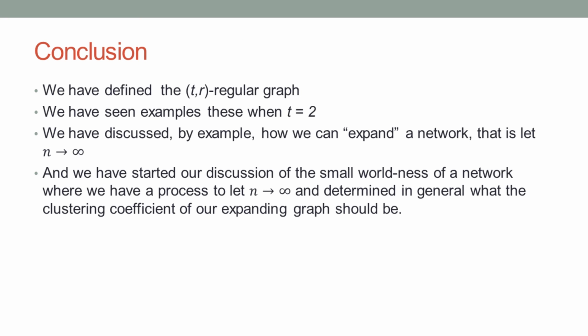So we have defined what we call a T,R regular graph, where every T independent vertices are collectively adjacent to exactly R. And the examples that we used were when T is equal to 2. We looked at independent pairs. We've looked at examples of how a network can grow, that is, the number of vertices can tend to infinity. And we've looked at what this means in the setting of small world graphs.